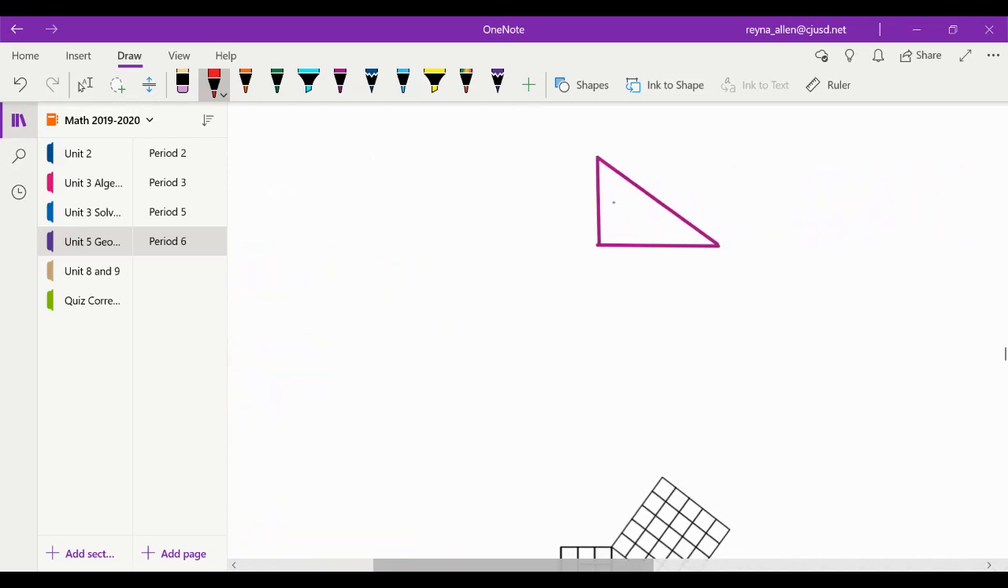So let's say we have this triangle and we want to verify that this is a right triangle. So what we would do is we would use the Pythagorean theorem. So let's pretend that this triangle had a length of 3 on this side, it had a length of 4 on this side, and it had a length of 5 on this side. So what we would do is we would take these sides and use the Pythagorean theorem. So our theorem is A squared plus B squared equals C squared.